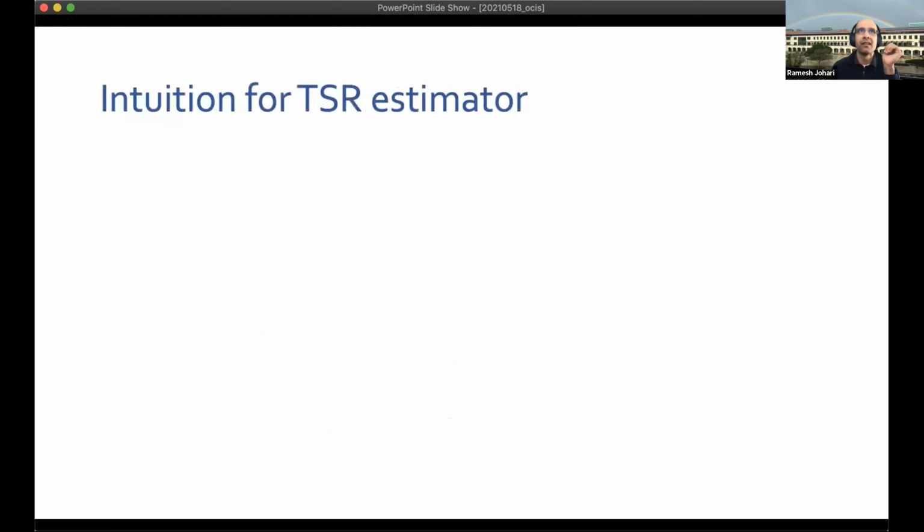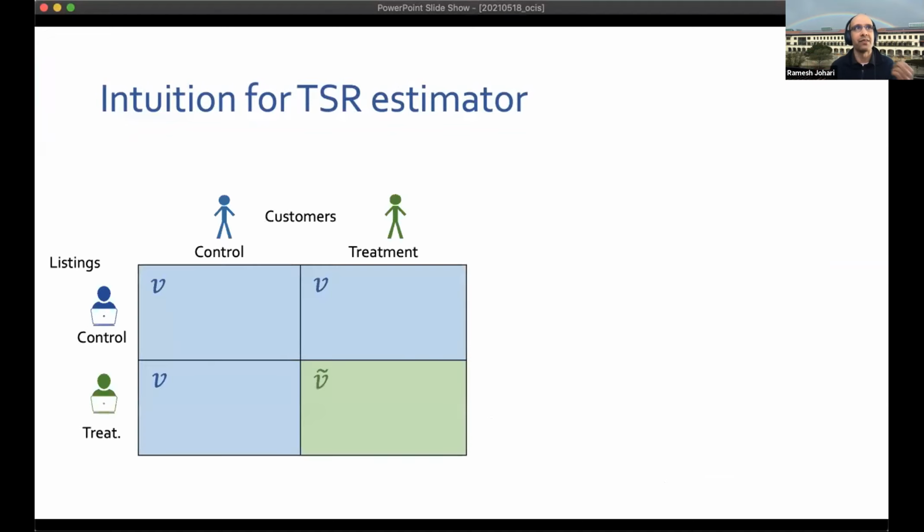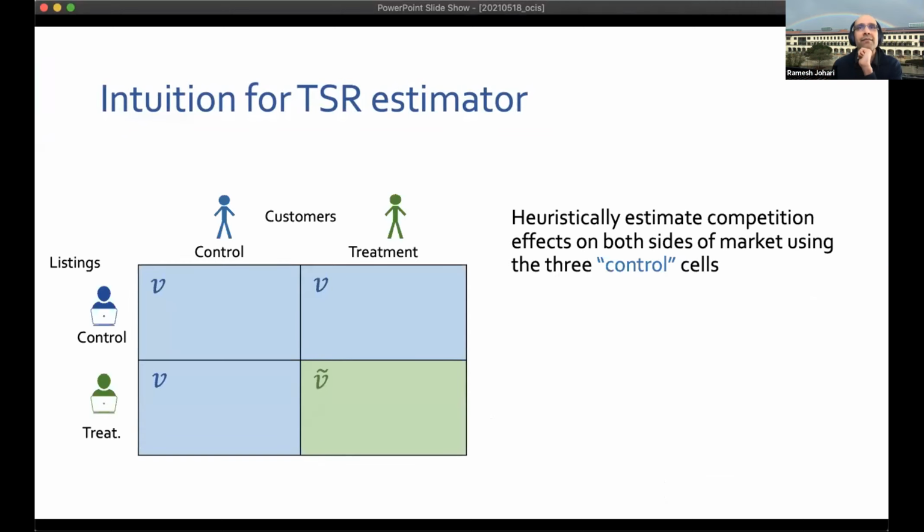So that's, I think, clear because of the structure of TSR, that we should be able to interpolate. What's more interesting, I think, is that one of the things we initiated is to look at how you can use that TSR design to actually try to deal with the bias that's being introduced. So there, let me just provide a little bit of intuition of how it might be used for debiasing. We can estimate competition effects on both sides of the market, between customers and between listings, using these three control cells. So here's one way that might look.